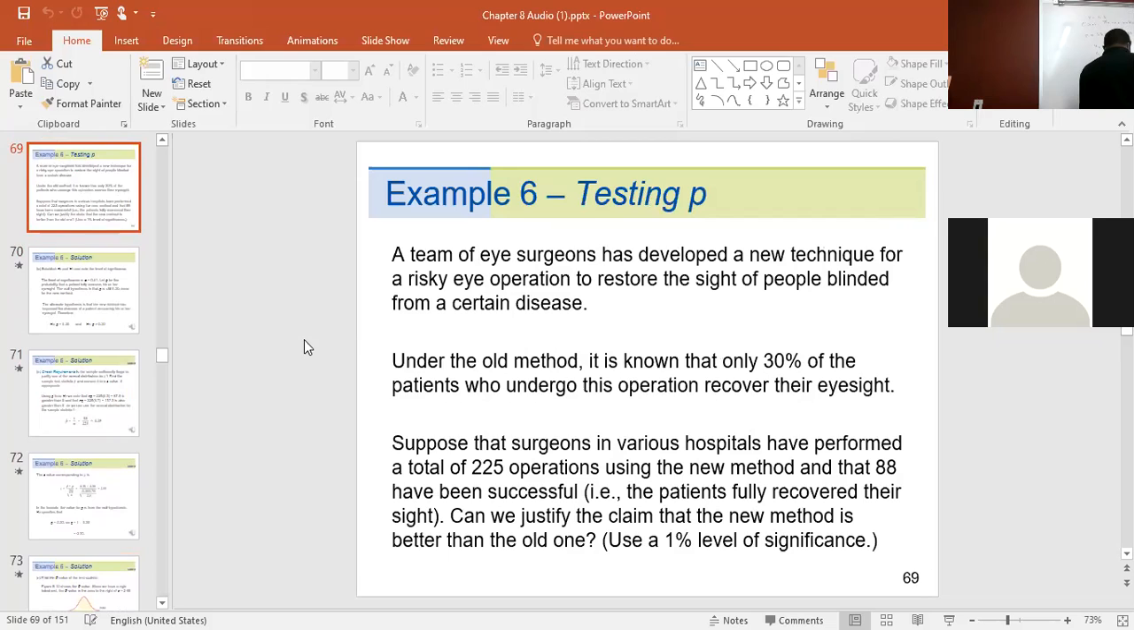So we will say decision: if p... here, what's the decision? Is p less than alpha or greater than alpha? P is less than alpha. So we reject the null hypothesis. So what should be our conclusion?